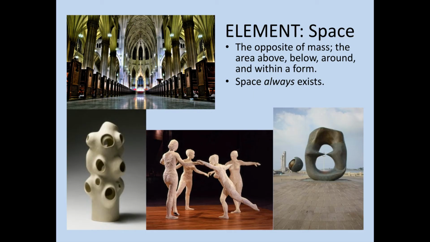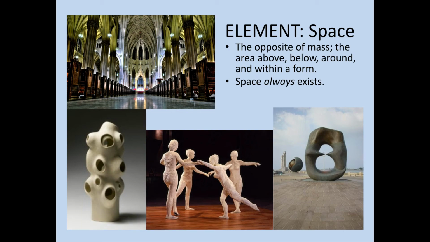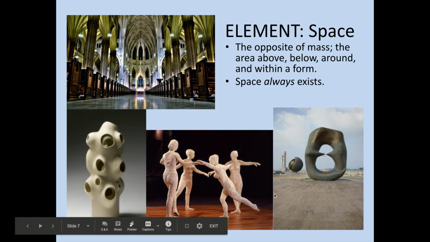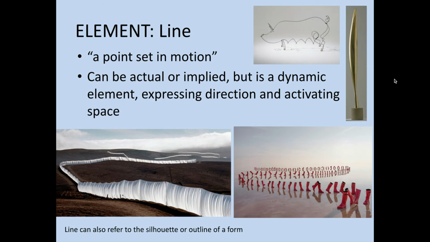So if you have form, you have space. So form takes up space, and then everything else kind of exists around it. So when we talk about space, usually we're referring to negative space. It's the opposite of the mass. So it's the area above, below, around, and within a form. Sometimes you experience space by going into places, like this cathedral. Sometimes you have just holes, and we'll talk about that as being areas of negative space. You can also talk about the space between objects. And then sometimes the sculpture, the form is interesting, but sometimes the negative space is just as interesting as the form.